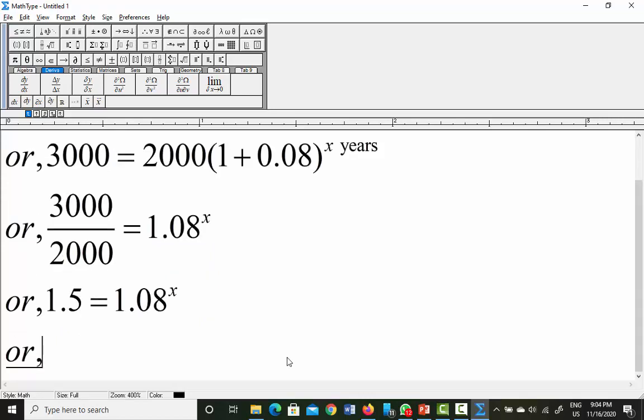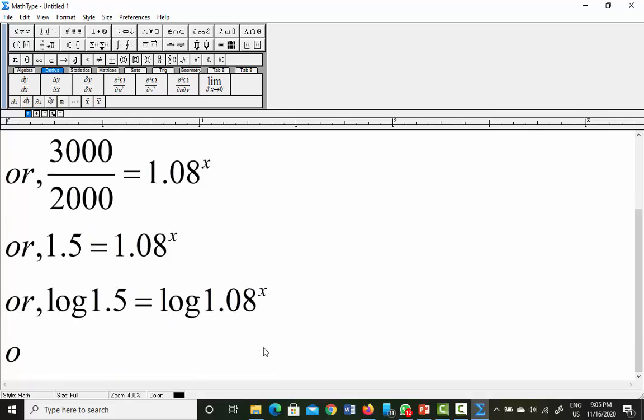Now always remember, if you want to find out the value of a variable and the variable is in the power, you need to move it down from the power. How can you do that? You need to take log on both sides. If you take log on both sides, the power will move out and go in front of the log, according to the theory of logarithm.